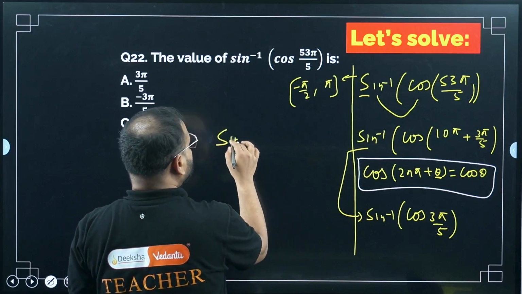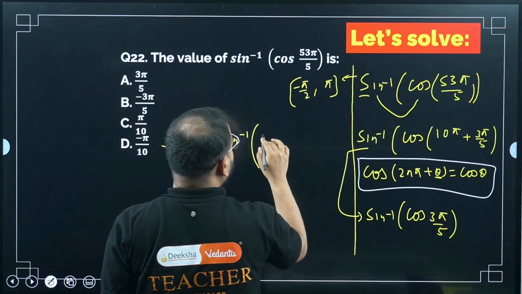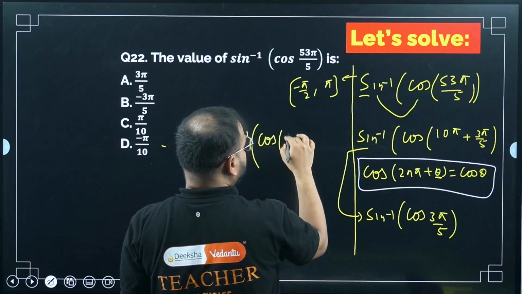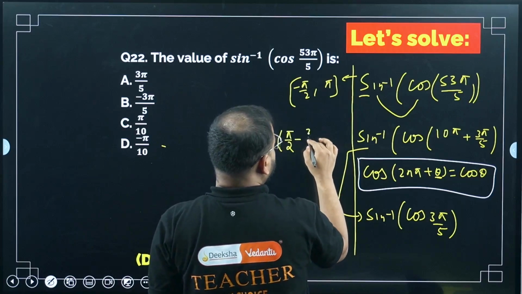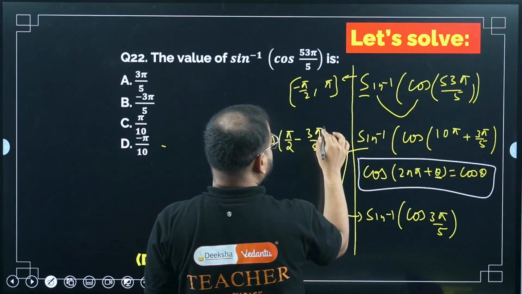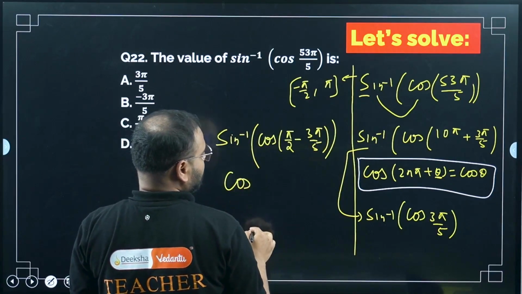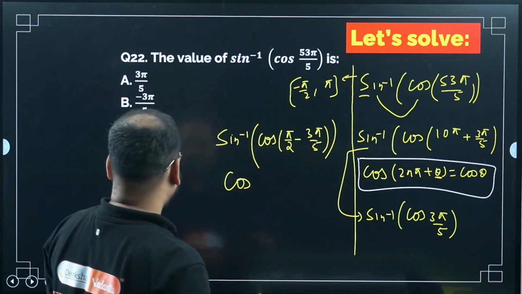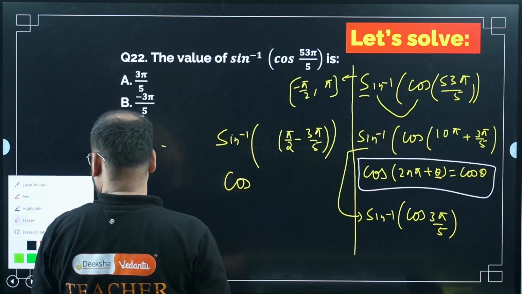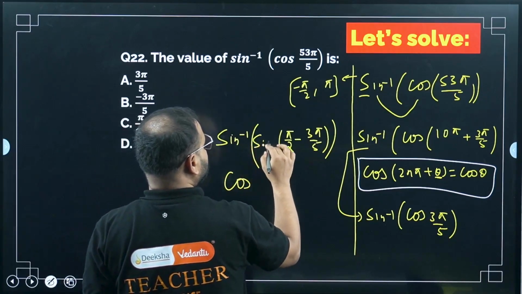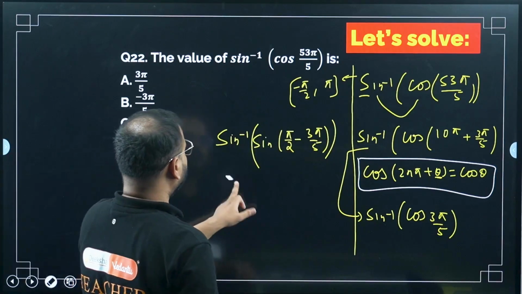We know that sine and cos are complementary functions. So pi by 2 can come into effect here. So sine of pi by 2 minus 3 pi by 5. How, sir? Remember, sorry, not cos, sine here. I wrote cos, forgive me, this has to be sine. Okay, why, sir? Remember this formula.